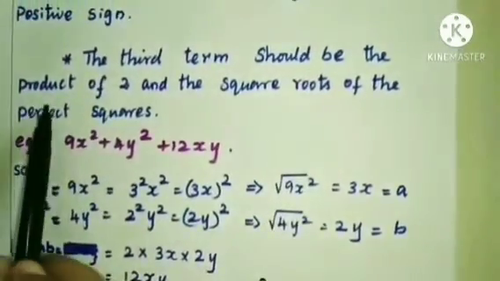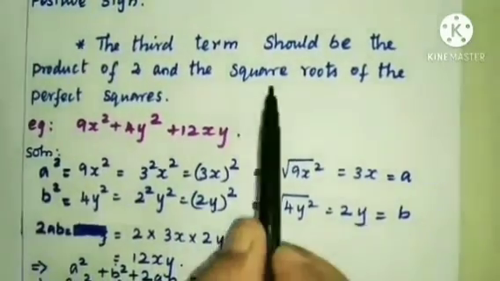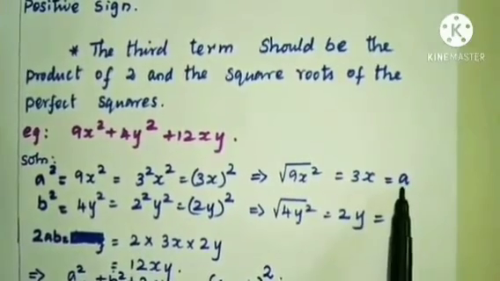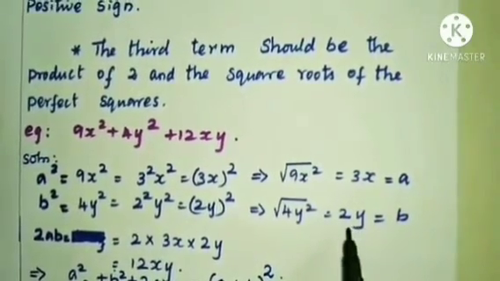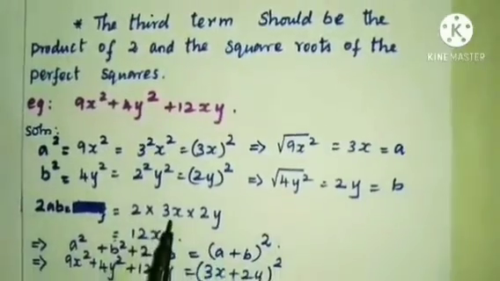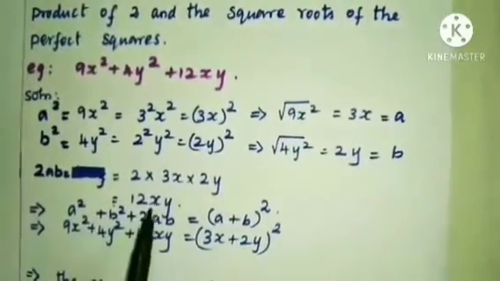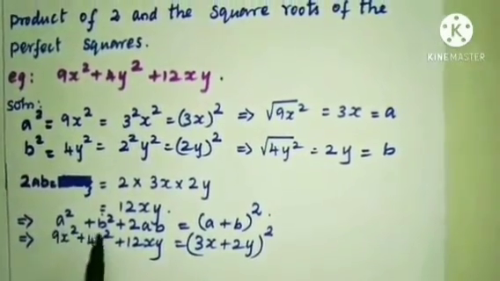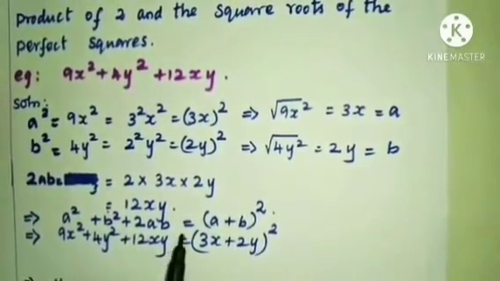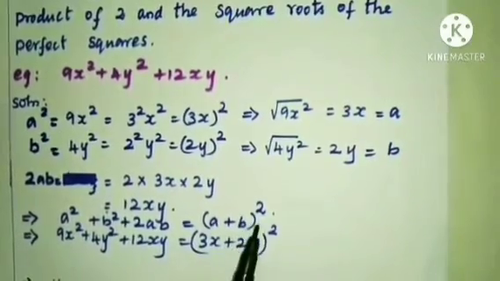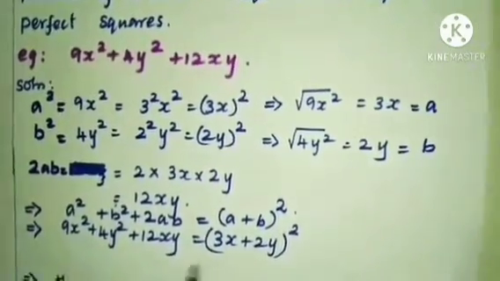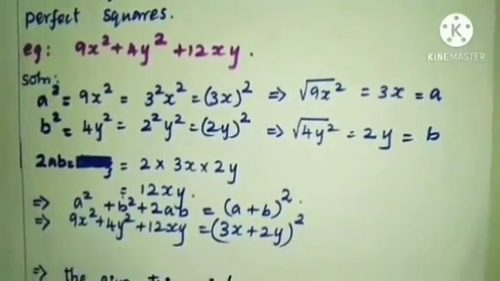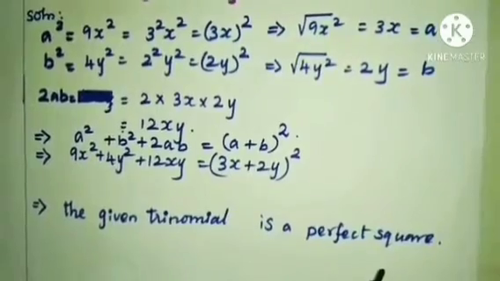The third term should be the product of 2 and the square roots of the perfect squares, that is a and b. Here a is 3x, b is 2y. That is 2 × 3x × 2y, we get 12xy. That is the third term. So it is in the form a² + b² + 2ab, which is equal to (a + b)². So the question can be written as (3x + 2y)². That is, the given trinomial is a perfect square.